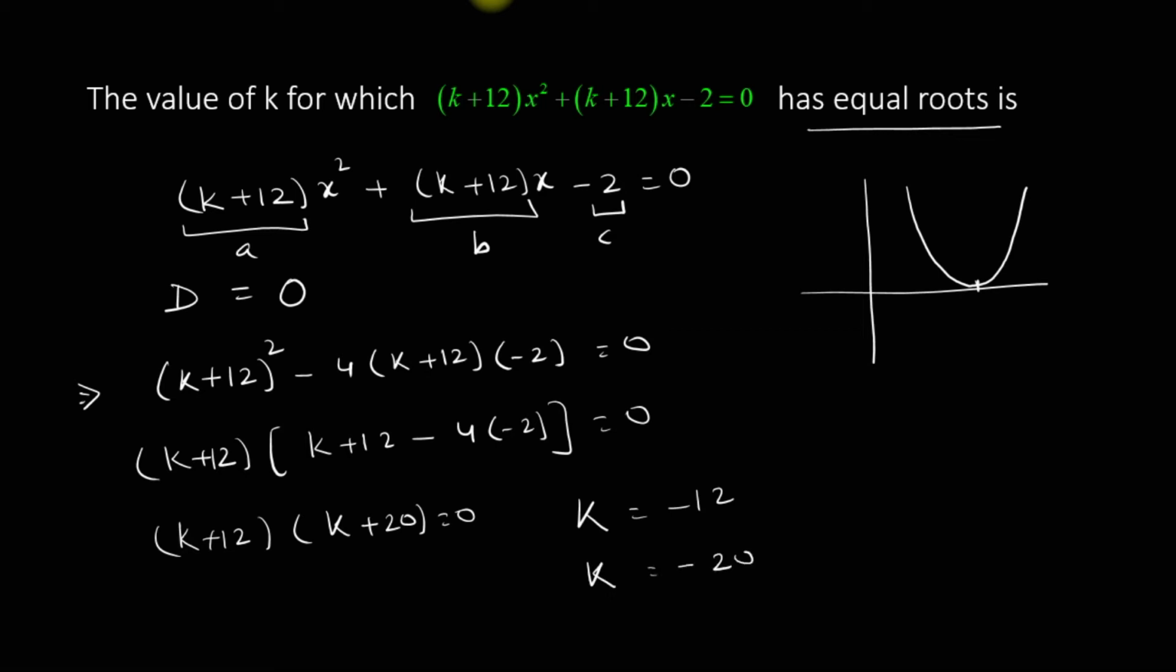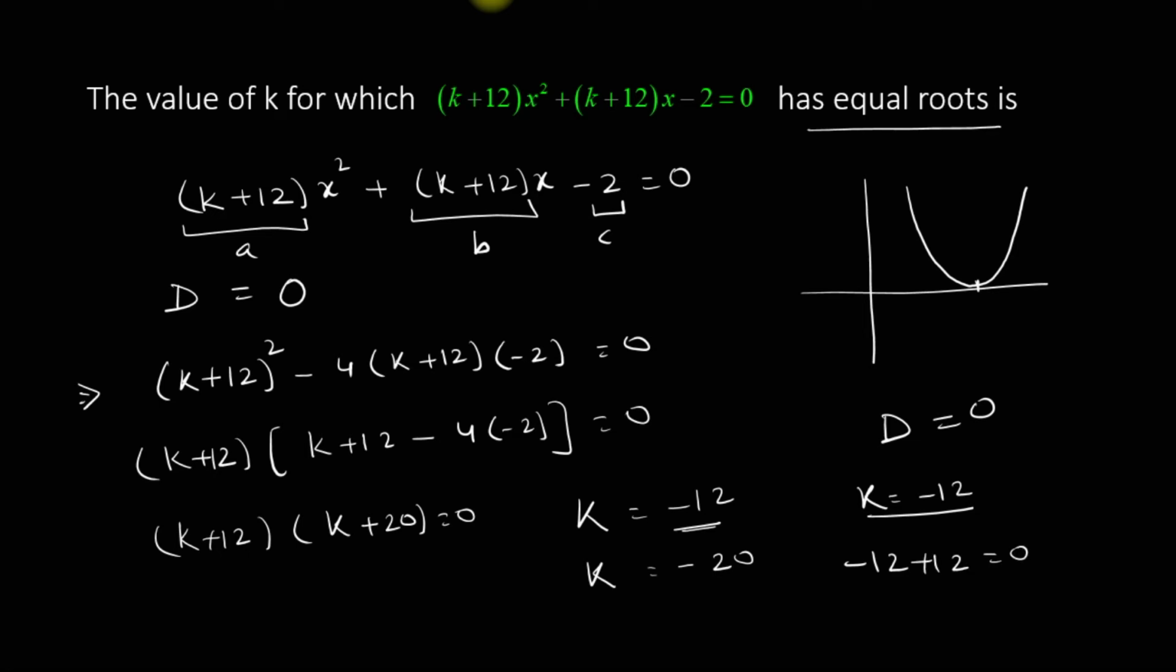So if we put k = -12 and k = -20 in the corresponding quadratic equation, we get the discriminant of the quadratic equation is 0. But if we put k = -12 in the equation, we have the coefficient of x squared, that is -12 + 12, which is equal to 0.